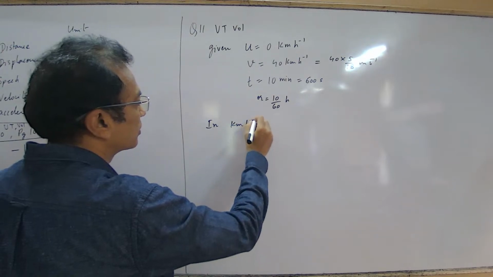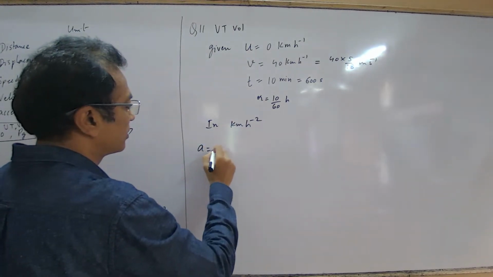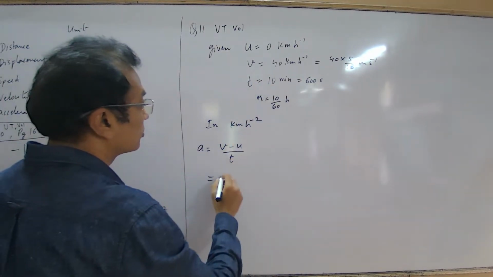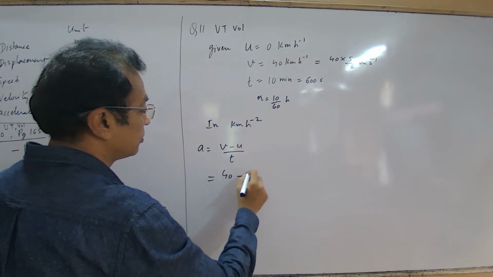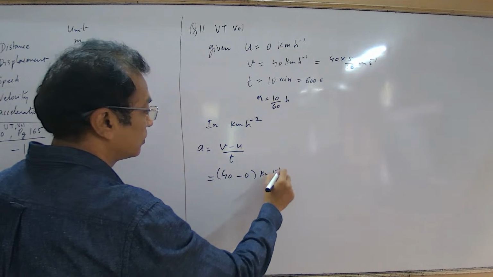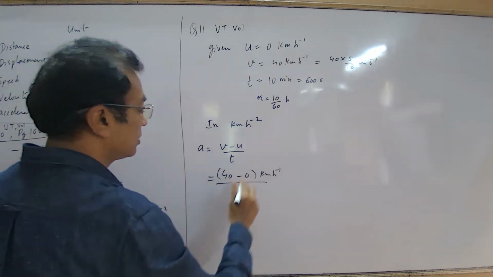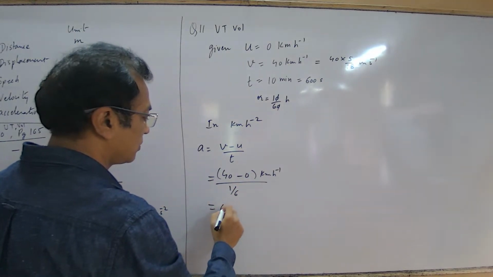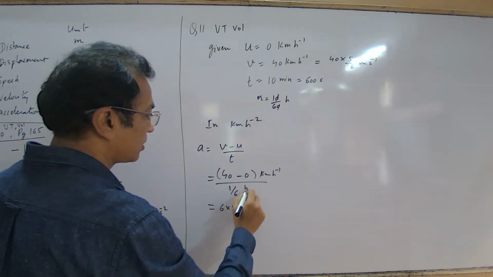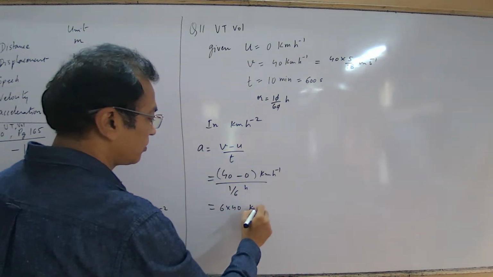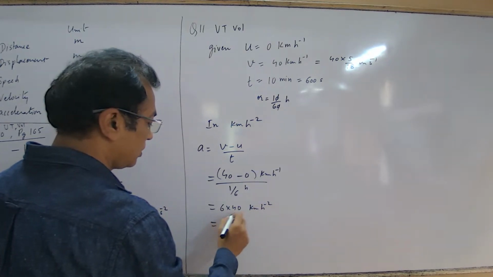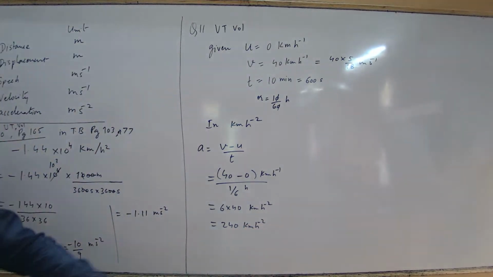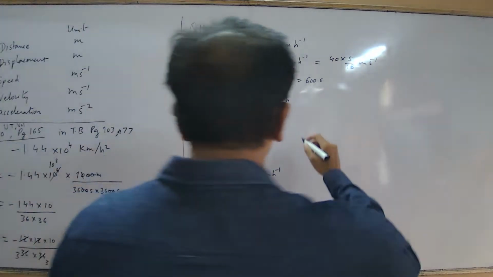In kilometer per hour square, because we want to find out acceleration: a equals v minus u by t. So here v is in kilometer per hour. So it is 40 minus 0 kilometer per hour. Time in hours is 10 by 60, which is 1 by 6. How much is this? 6 into 40. When it goes up, it will be kilometer per hour square. 240 kilometer per hour square. Okay, this is the answer in kilometer per hour square.